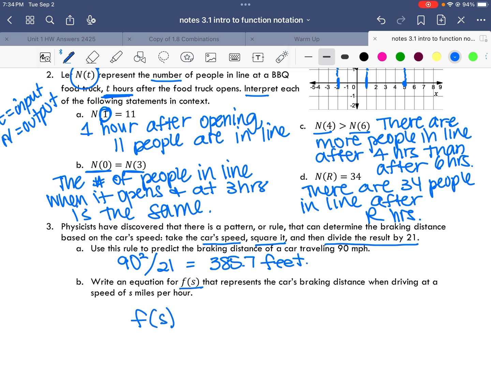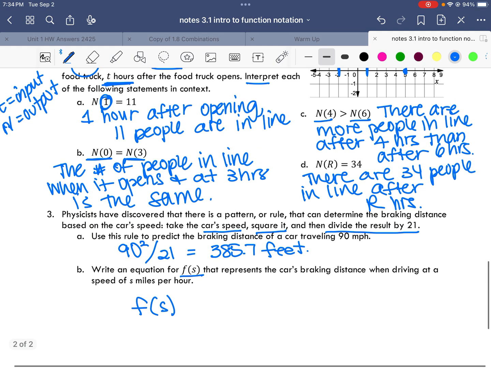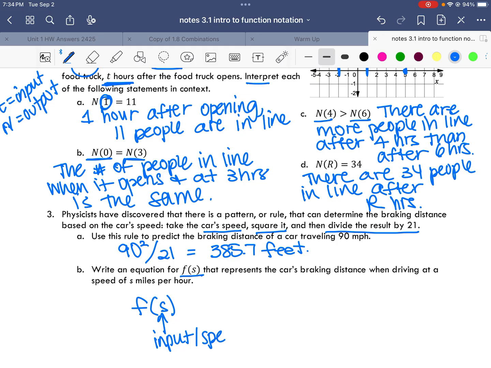So now we want to write an equation for that function, right? It's saying for f of s, that represents the car's braking distance when driving at a speed of s miles per hour. So that's the input, or the speed. And they just told us here what to do with the input. They told us to square it, like we did here with 90, but this time it's just going to be s. And then they told us to divide it by 21. So that's my rule or my function for finding braking distance when we know the speed.